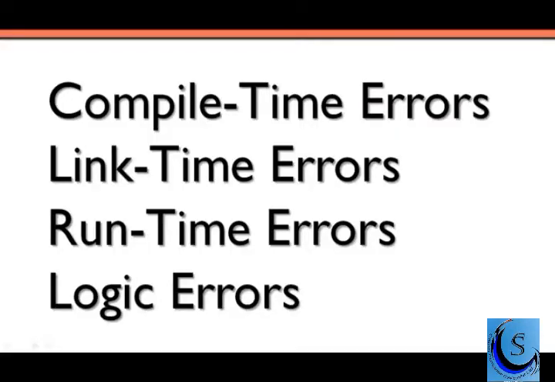Okay, so in this video I want to look at the 4 different types of errors that you can get in C++. So that's the compile time, link time, runtime, and logic errors. So let's go over to Eclipse and take a look at a small program in which we'll exhibit all 4 of these errors.